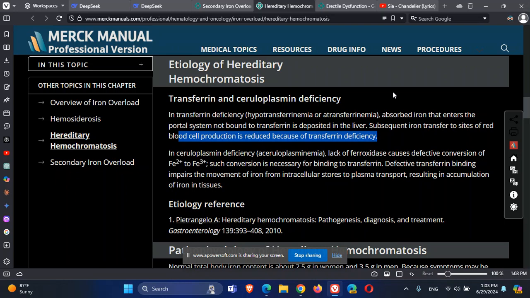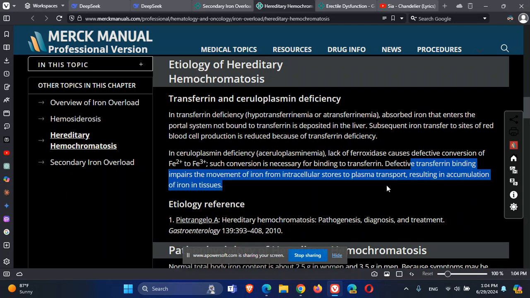So, transferrin can be damaged. Remember, transferrin's role is to take the absorbed iron and distribute it to the tissues. Another important thing is ceruloplasmin. Ceruloplasmin is important to convert iron from Fe2+ to Fe3+, and we need it in order to bind the iron to transferrin. If it is defective, again there is accumulation because the iron cannot travel to its destination. So ceruloplasmin can also be defective.